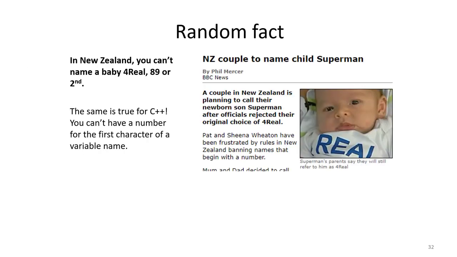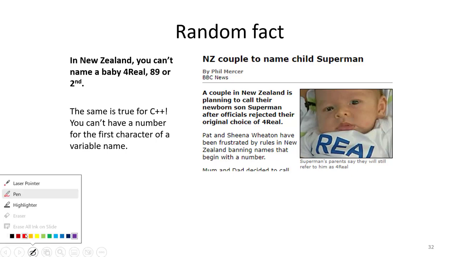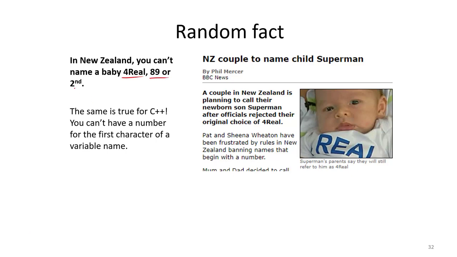Let's move on to variables. And let's start with a random fact. Did you know that in New Zealand, you can't name a baby "4Real" or "89"? Believe it or not, people actually tried to name their children these names in New Zealand.